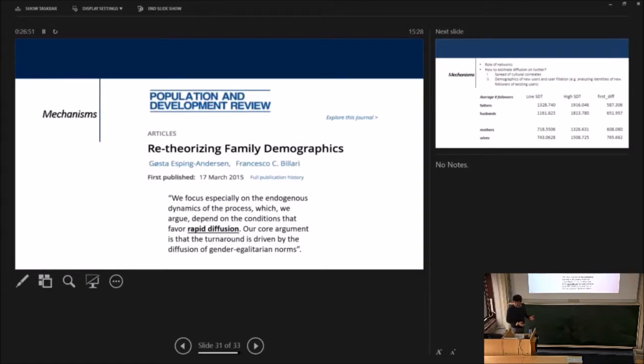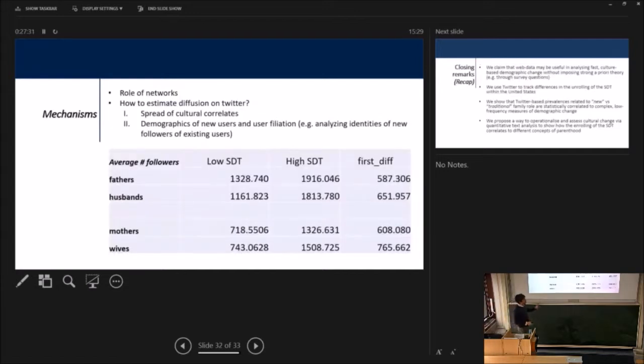So what are the mechanisms here, just to conclude? Go back to Esping-Andersen and Billari. The idea is that we think about this as a way to track cultural change, and we know that family demographics is shaped, in the second demographic transition framework, by ideas and by the spread of ideas. And what we want to look at is maybe also to use Twitter data to track that, and to try to understand whether we can say something about diffusion.